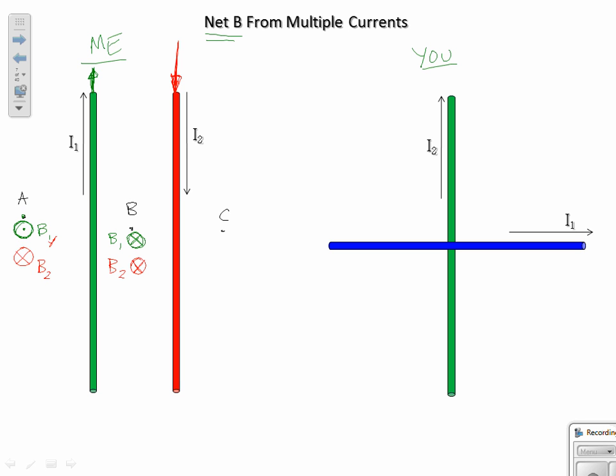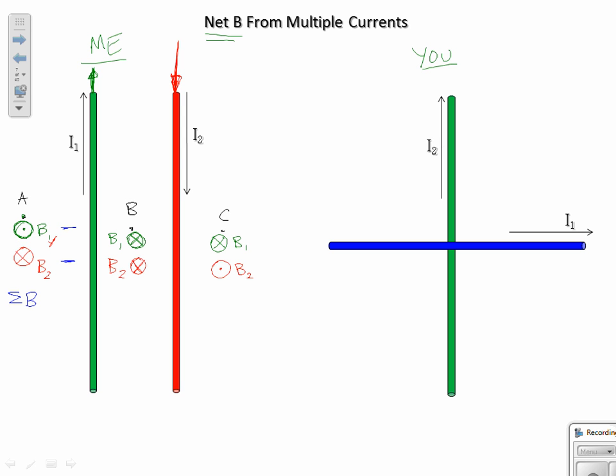Okay? See if you can convince yourself that over here at location C, B1 looks like this, and B2 looks like this. Now, what we're going to do is say, well, the net magnetic field is going to be, one points in, one points out. Or sorry, this one points out, that one points in.